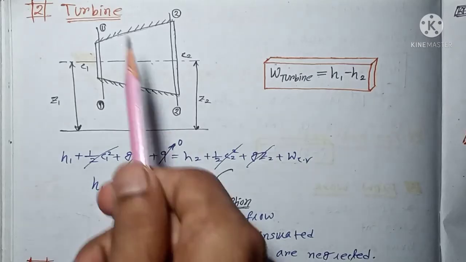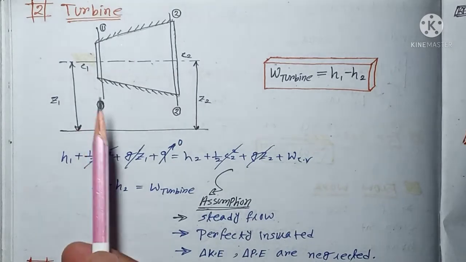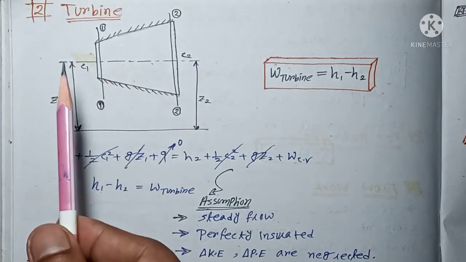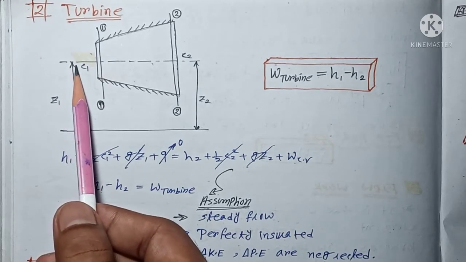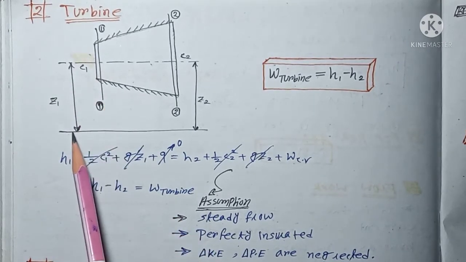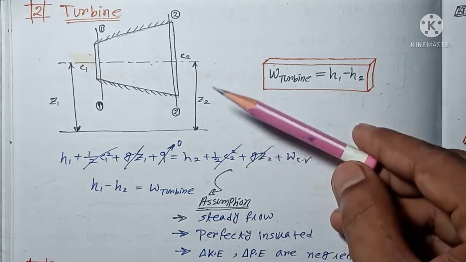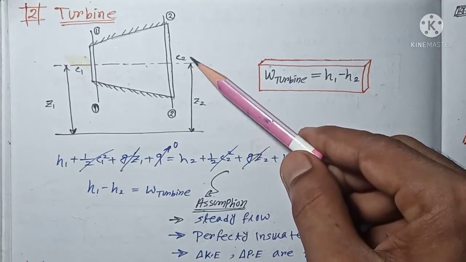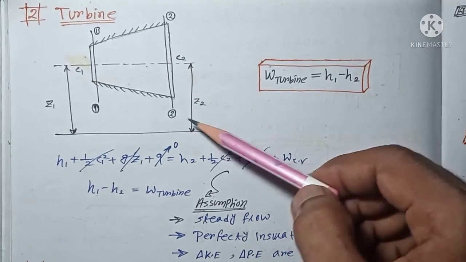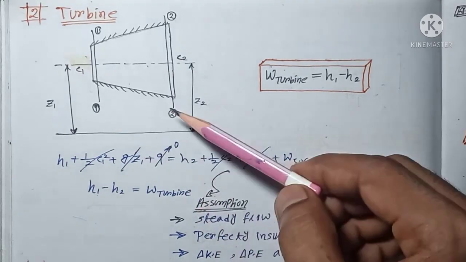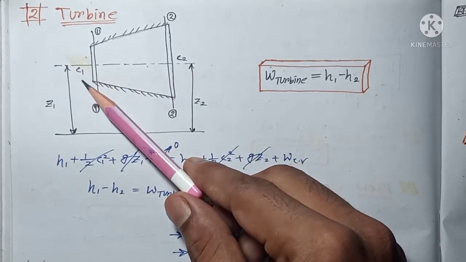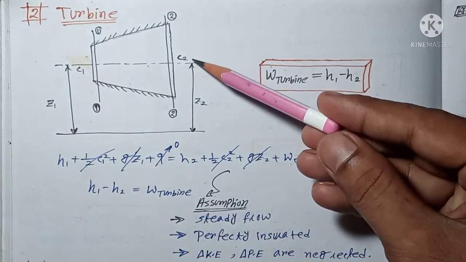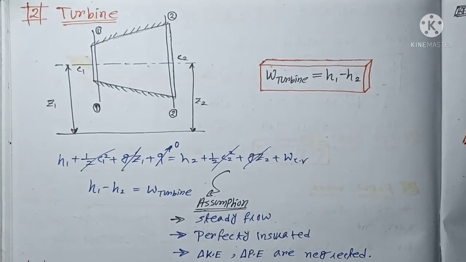Okay, next one is the turbine. So here I draw a typical diagram of a turbine. Same things here: Z1 represents the height of section 1 with respect to the datum line, and similarly Z2 represents the height of section 2 with respect to the datum line. This one represents section 1 and this one represents section 2. This C1 represents the velocity at section 1, and similarly C2 represents the velocity at section 2.